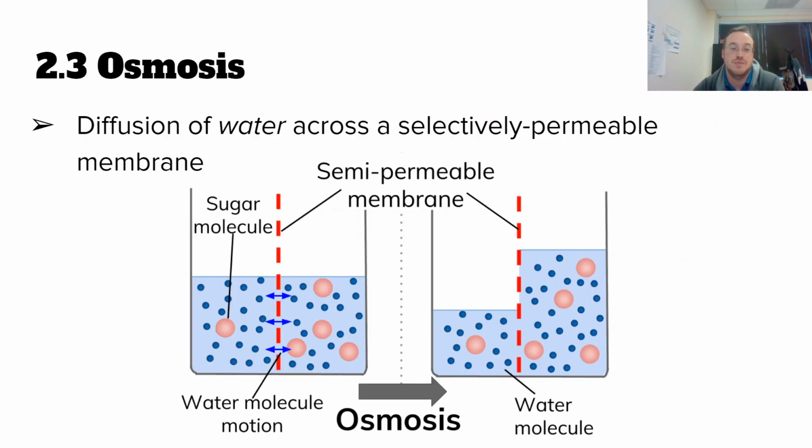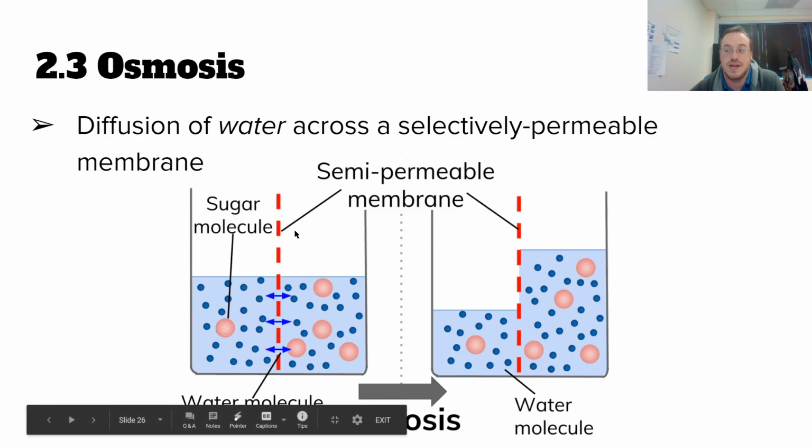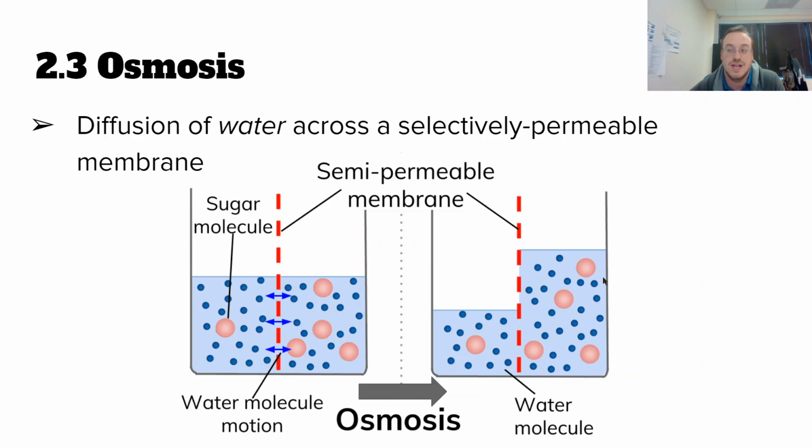If what's being moved is water, and you're moving across a selectively permeable membrane, like a cell membrane, you have something called osmosis. And osmosis is the same concept as diffusion, but instead of the particles moving, it's the water moving. All right, so you can see on the left side here, this is our beginning state, and over here is the end state. Right, so left is the start, right is the end.